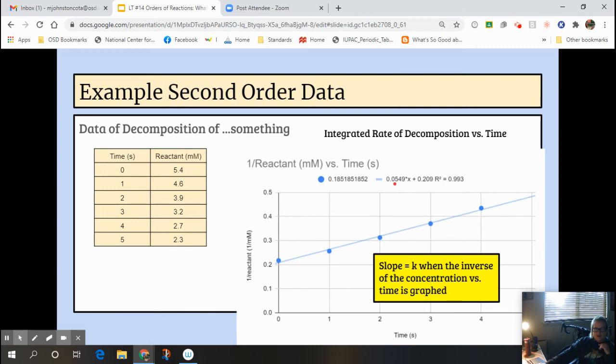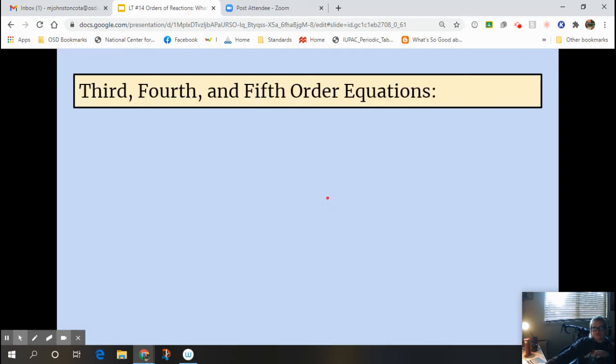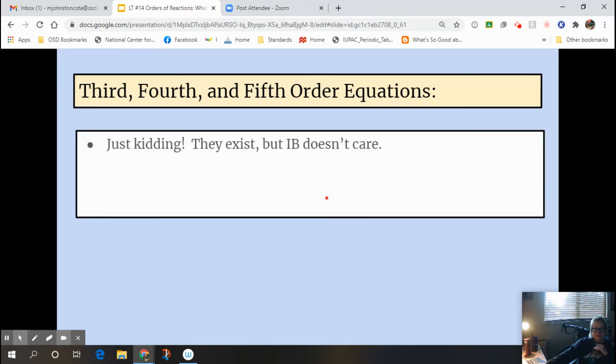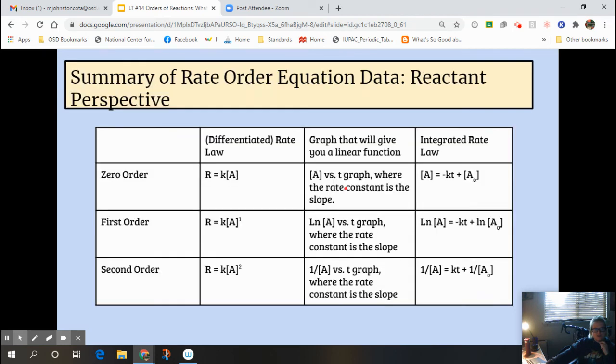So this is a lot of information, a lot of graphing, and I didn't hand graph these myself to show you what I did. Before I get to that, let's look at third, fourth, fifth, and sixth order data. Third, fourth, fifth, sixth order equations, so on and so forth. Just kidding, they exist, but IB doesn't care. We're not going to get into those.